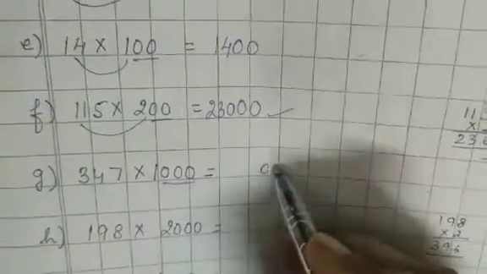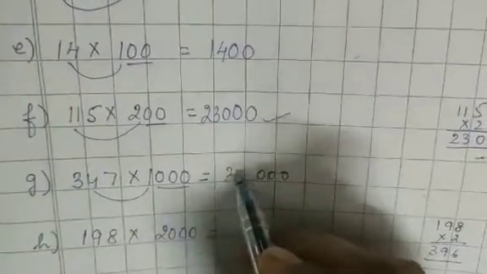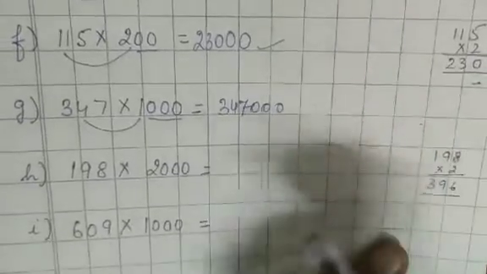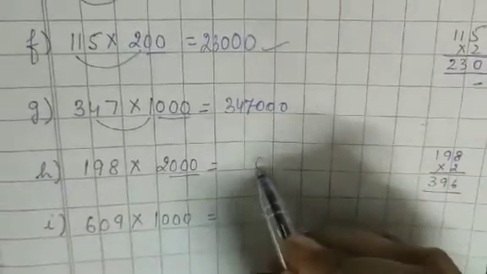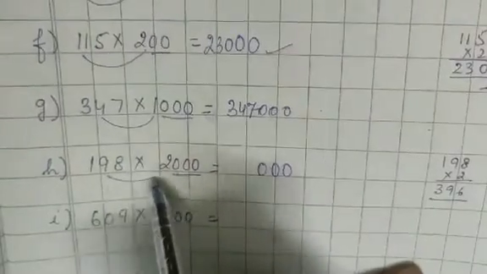Next question, 1 2 3 zeros are there. We'll write 3 zeros. Now 347 multiplied by 1. This is 347. This is the answer. The next one is, again 3 zeros are there. 1 2 3 zeros we will write, and this is 198 multiplied by 2.